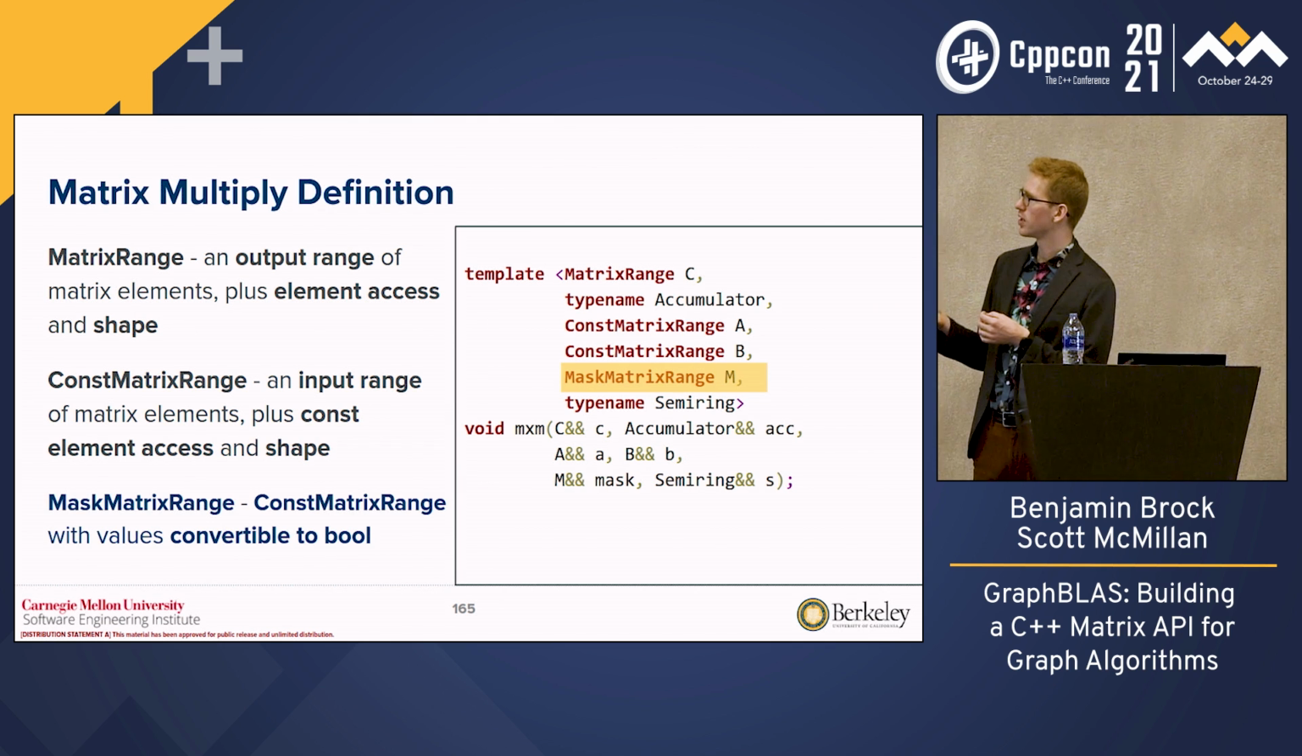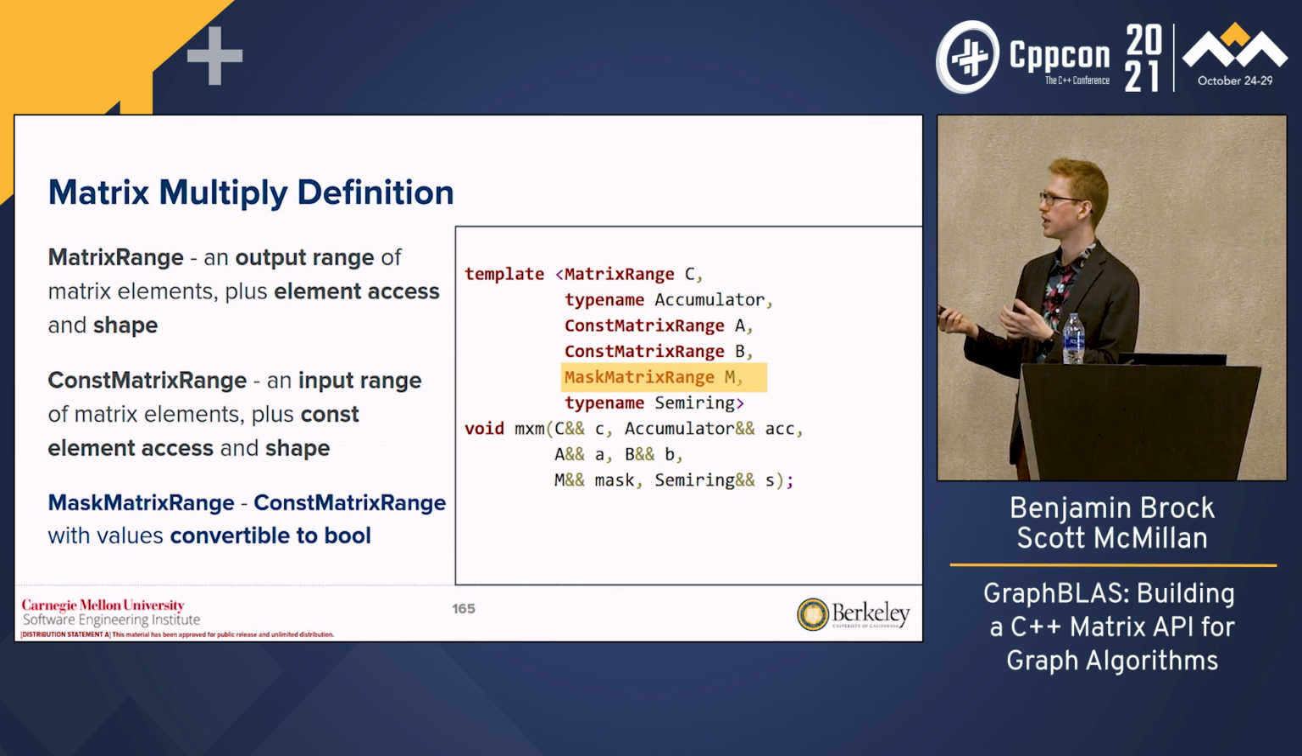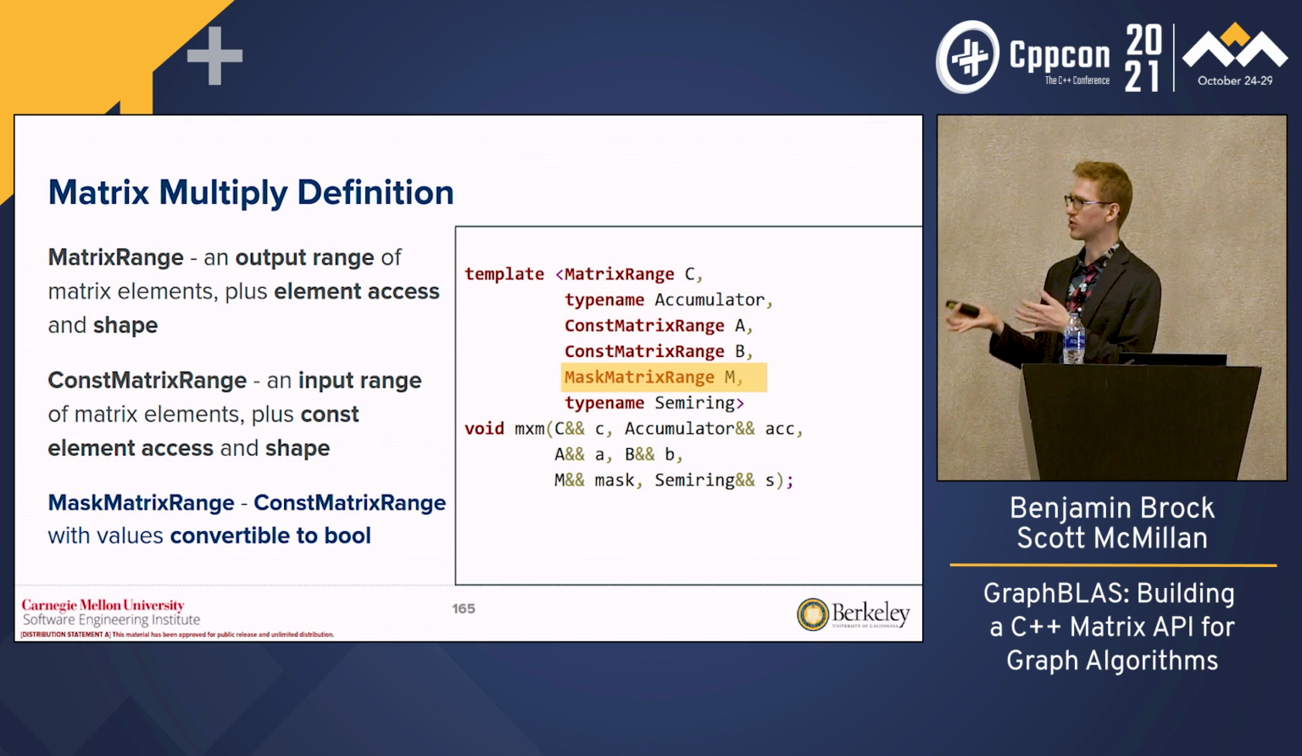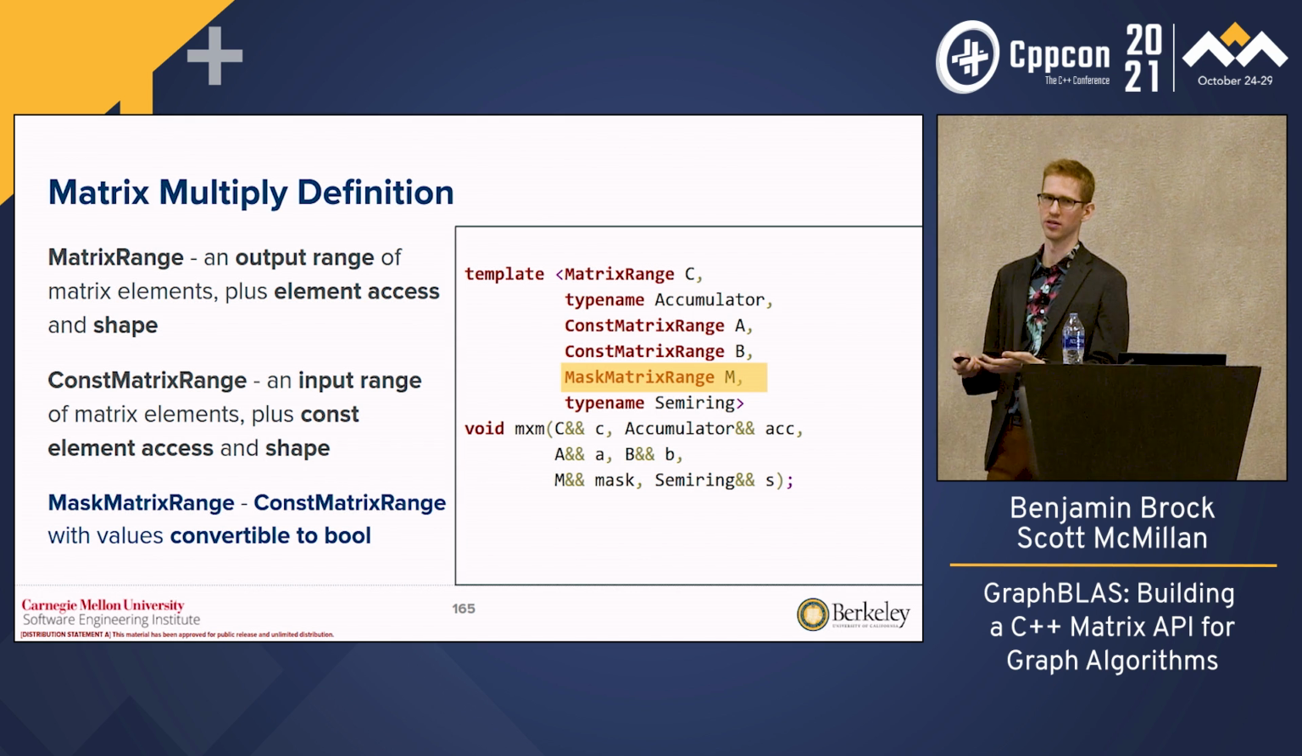And then finally we have a mask matrix range, M, which is defined to be basically the mask concept that we just talked about. It's everything that a const matrix range can do, plus the values are convertible to bool.